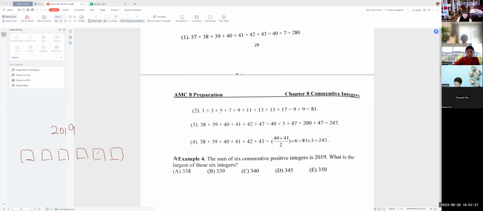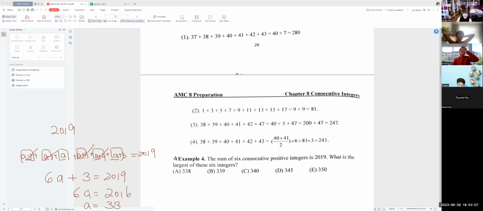We have learned that if they're consecutive, then if I say this is A plus 1, this is A plus 2, this is A plus 3, this is A minus 1, this is A minus 2, correct, everybody? So if I add them all together, it equals 2019. So 6A plus 3 equals 2019. So 6A equals 2016.